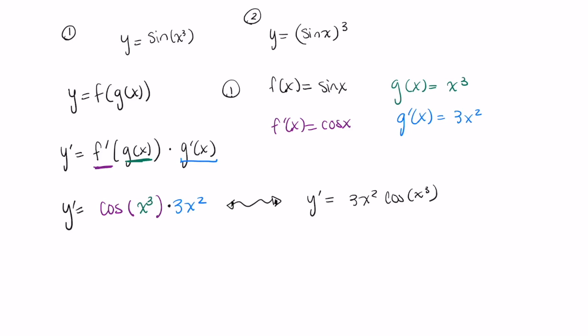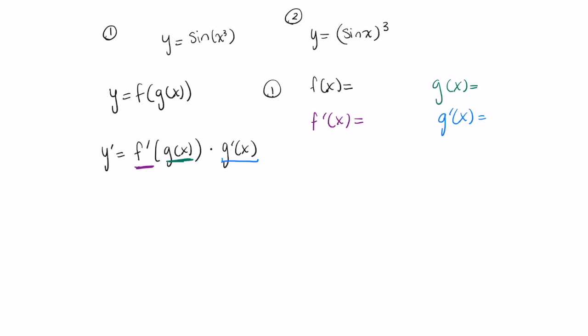Alright, let's do the same thing for the second function, that is y equals sine cubed x. Now for this second function, the outer function is actually x cubed. The inner function is sine x in this case. So the derivative of the outer function is 3x squared, and the derivative of the inner function is cosine x.